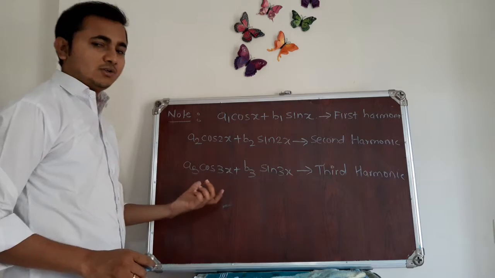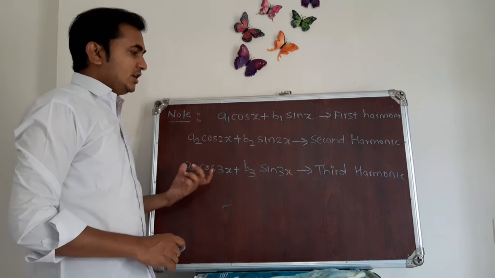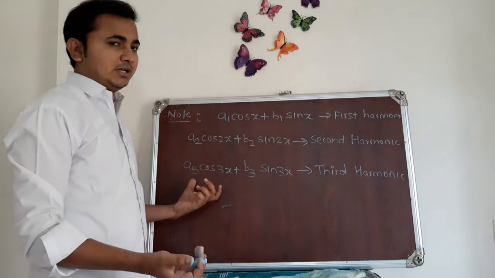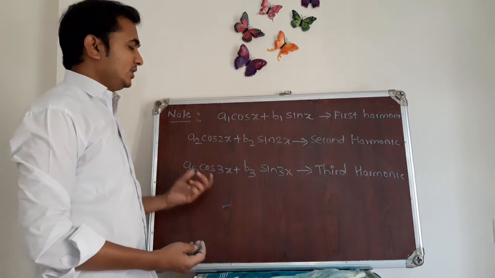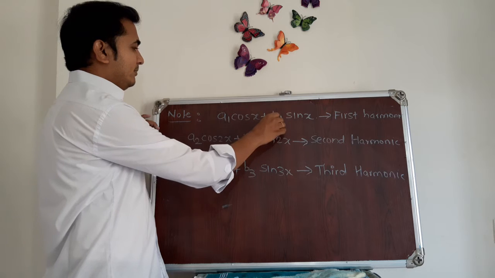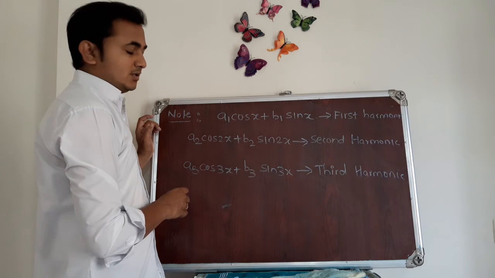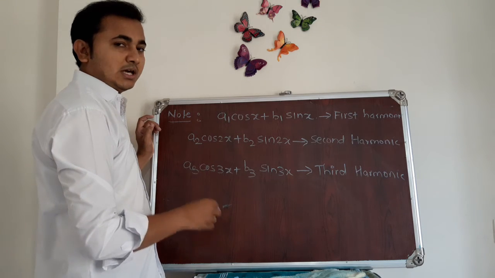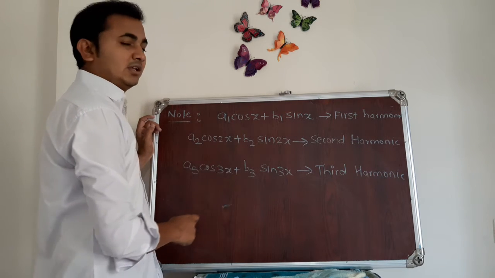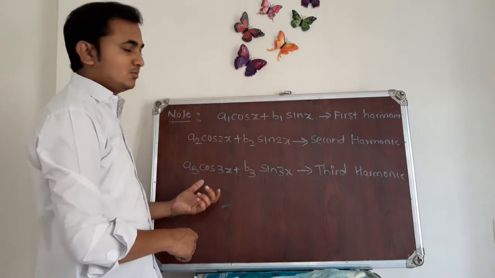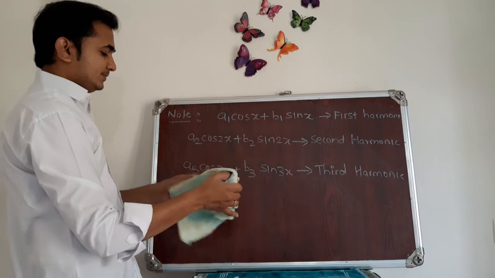Alright. Why have I stated this? Because a question can be asked: find the Fourier series expression for the given tabular data up to second harmonic. If it is up to second harmonic, then you need to find a1, b1, a2, b2 and a0. If it is asked up to third harmonic, then you need to find a0, a1, b1, a2, b2, a3, b3. All these 7 coefficients we are supposed to find. Okay. So let us solve one example.